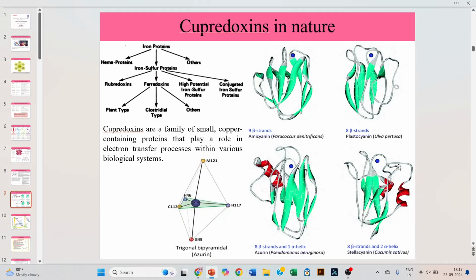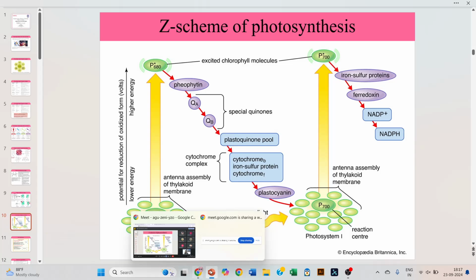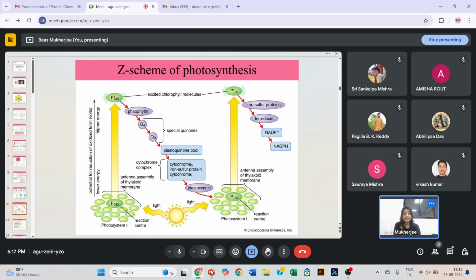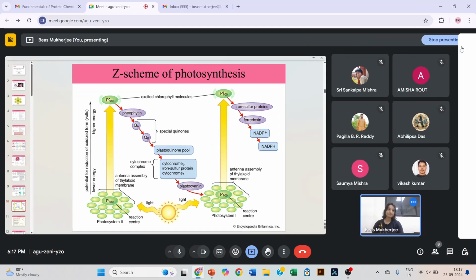Okay. Now, to give you recollection, this is the Z scheme of photosynthesis. See, I was talking about these. Okay, one second. Someone has written something. It generates ATP, right? Okay.